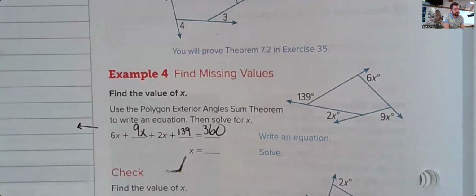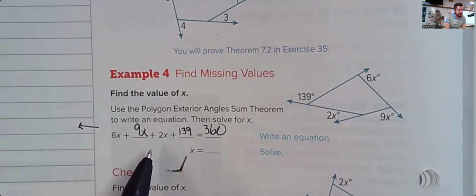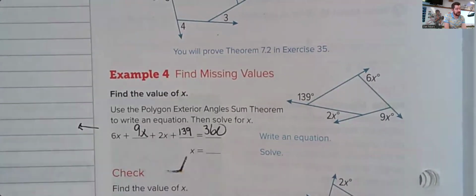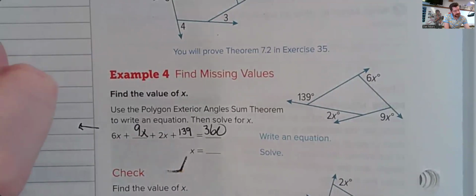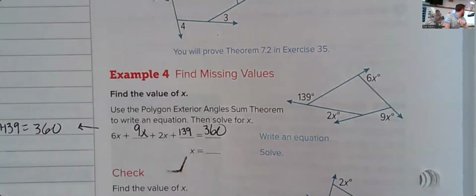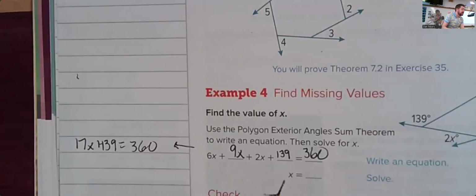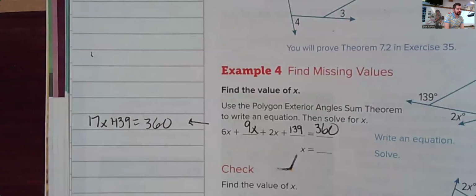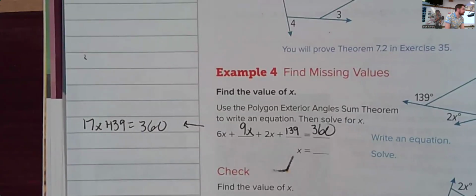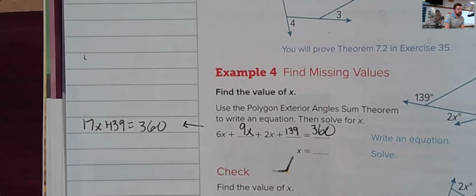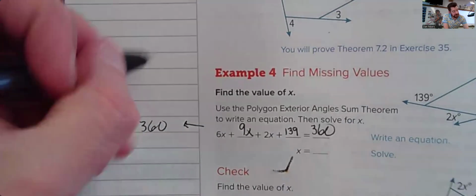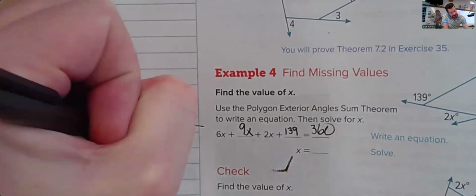Come over here for a second. Add the x's together. So what's that going to be? 17x. All right. Plus 139 equals 360. Subtract 139 from both sides. Make sure you go and see that. Subtract 139 from both sides. 221. All right. 17x equals 221.